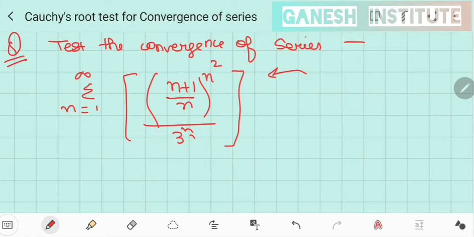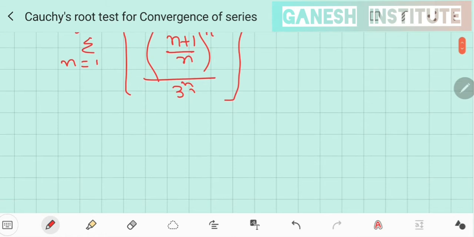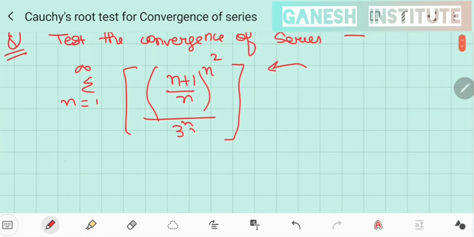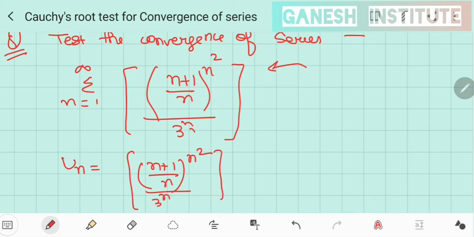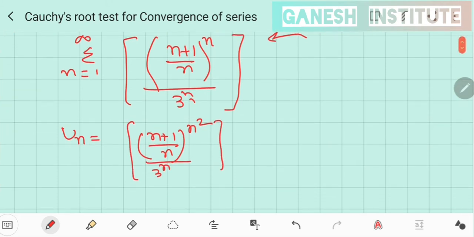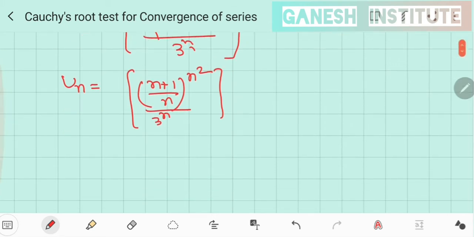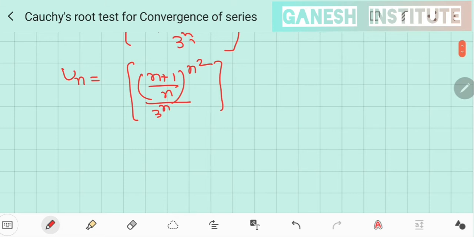So what does this root test explain? Whenever you have this form, just like you have the general term here, (n plus 1 by n) raised to power n square, by 3 raised to power n. This is your general term which is already given. Sometimes you can be given a series and you need to make the general term, which we have already seen in some of the examples in earlier videos.